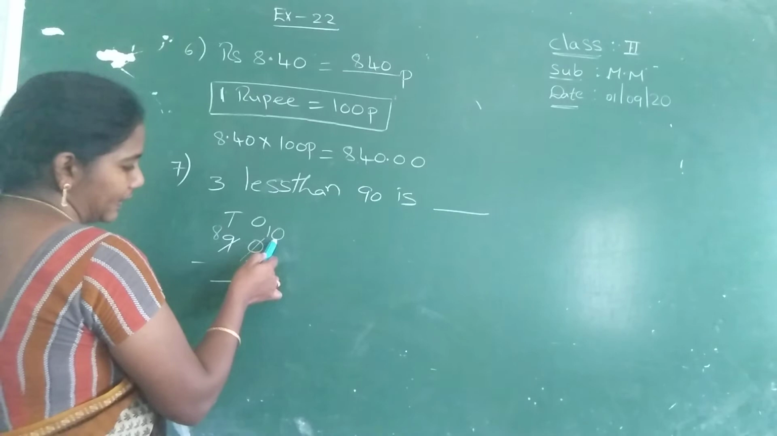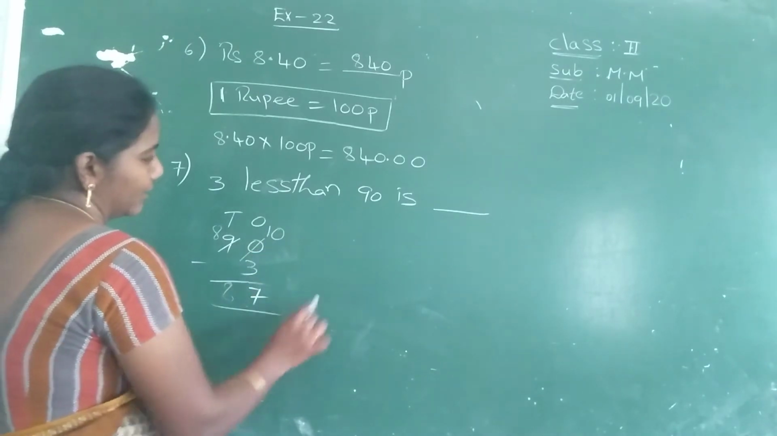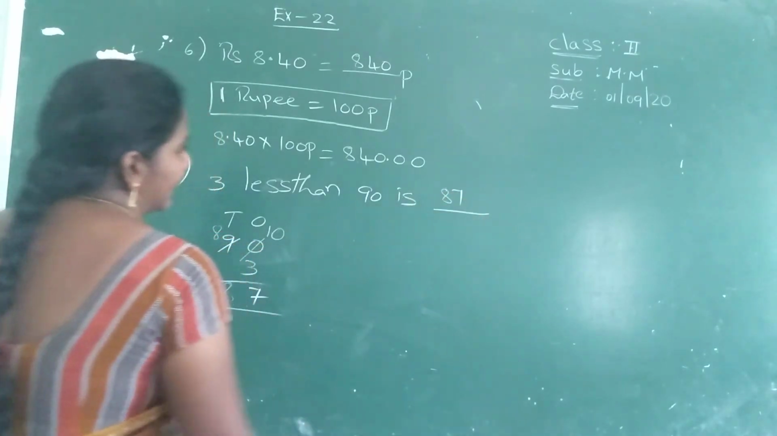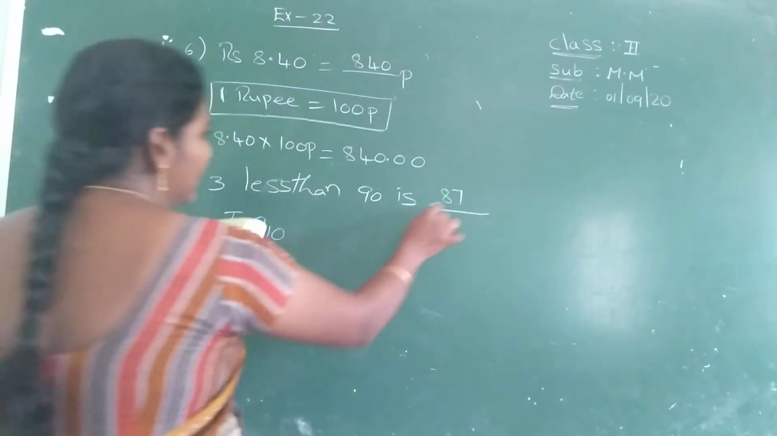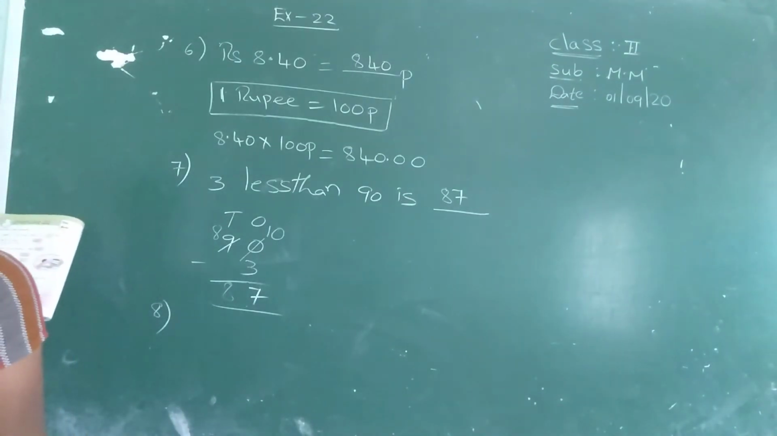110 means 10. So now 10 minus 3 is 7. Here 8 is there. So the answer is 87. Okay now? Next. Skip count in twos.